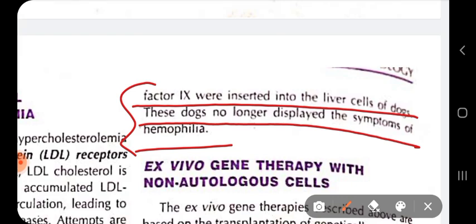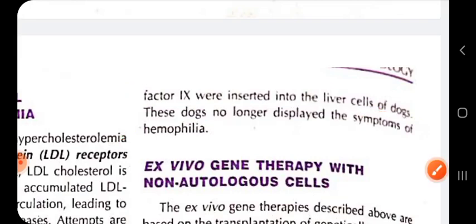And now a human trial is going to be done using gene therapy to treat hemophilia patients.